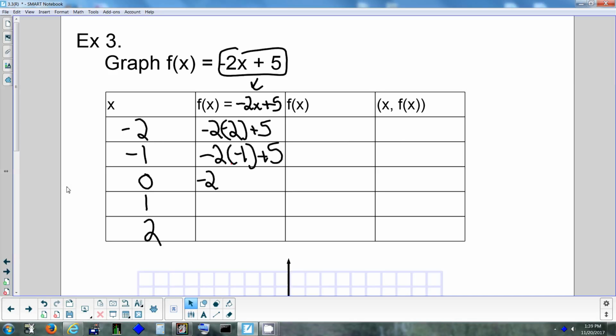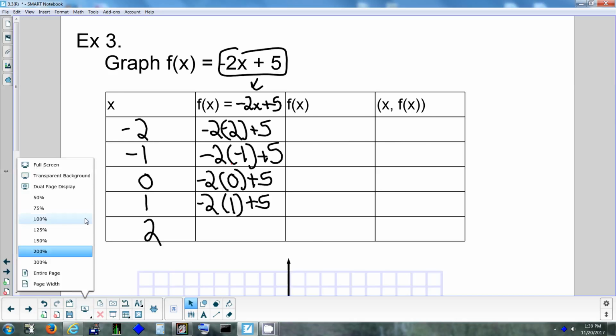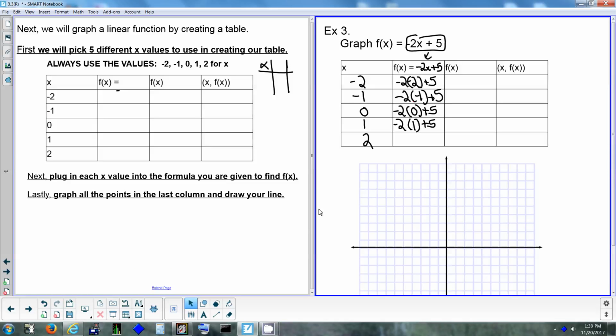Yep. Excellent. Z, this box. Negative 2, 1, plus 5. Excellent. And how about Jack, this last box? Negative 2, 2, plus 5. Excellent. Negative 2 times a positive 2 plus 5. So they're all filled in.